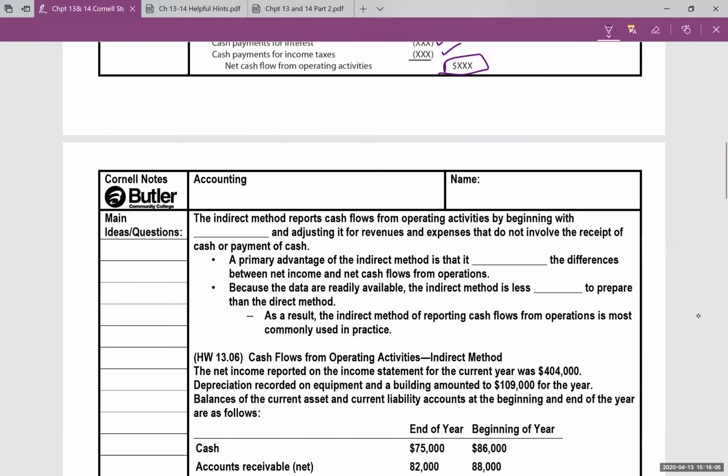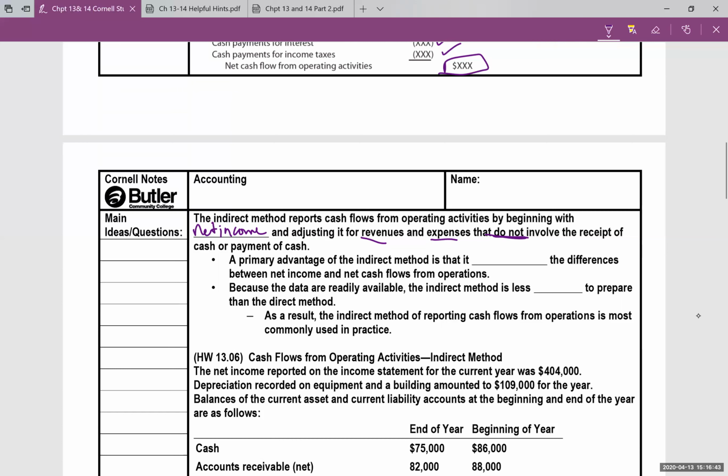Now, switching to the indirect method, it's a little more indirect way of getting to the cash. But you start with net income. And you adjust that net income number for revenues and expenses that do not involve the receipt of cash or payment of cash. It gets a little confusing because you're sort of doing the opposite. You're subtracting and adding things, and sometimes you think you should be adding and subtracting those things because you're starting at net income and then taking out things that did not involve cash.